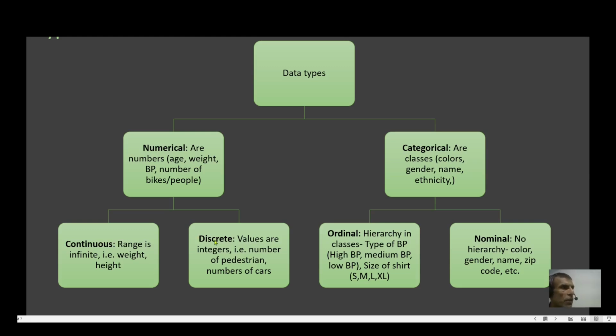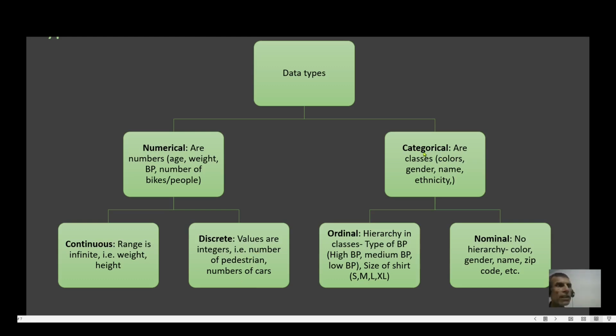Your discrete ones are the ones where your numbers are going to be integers. For example, the number of pedestrians or number of people walking on the sidewalk. That's basically an integer because you're going to have one person walking, two people walking. You're not going to have a decimal. Number of cars, how many cars are on the road right now? That's going to be numerical in nature.